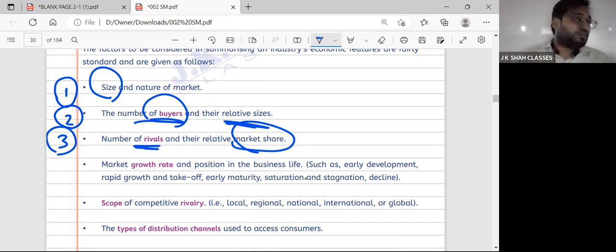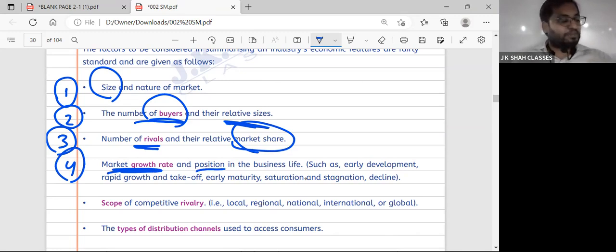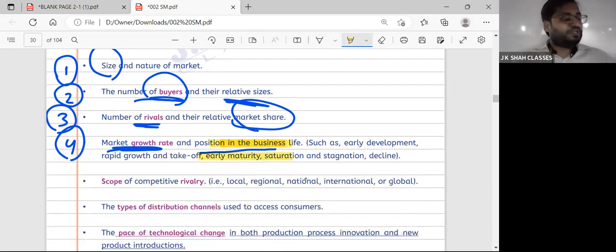No. Growth phase? Yes. So you check the industry's phase of life cycle, whether it is in growing stage. If it is in growing stage, we will enter. Otherwise, we will not enter. See written here, market growth rate. What is the growth rate of market and the position in business life cycle? How many points? 4.